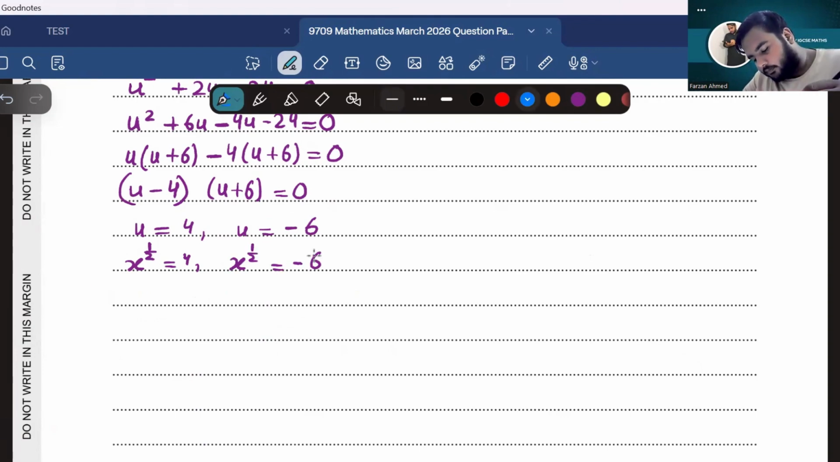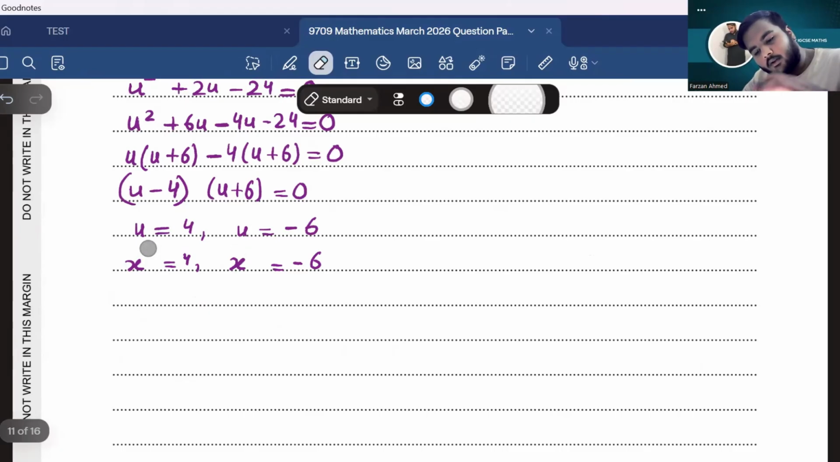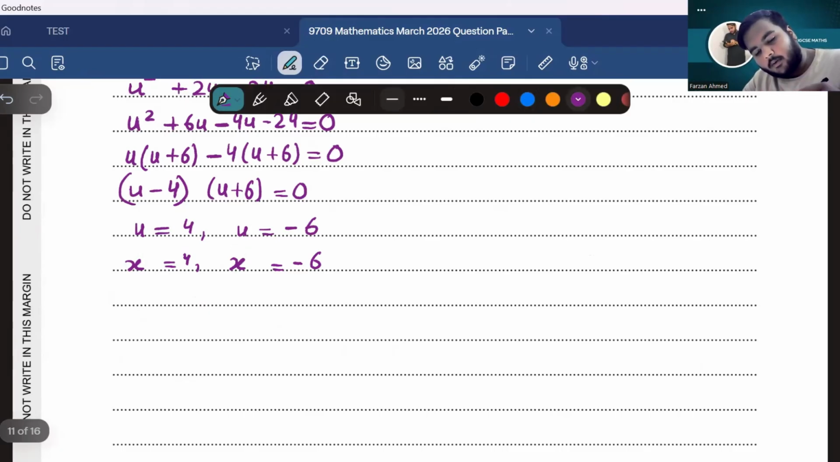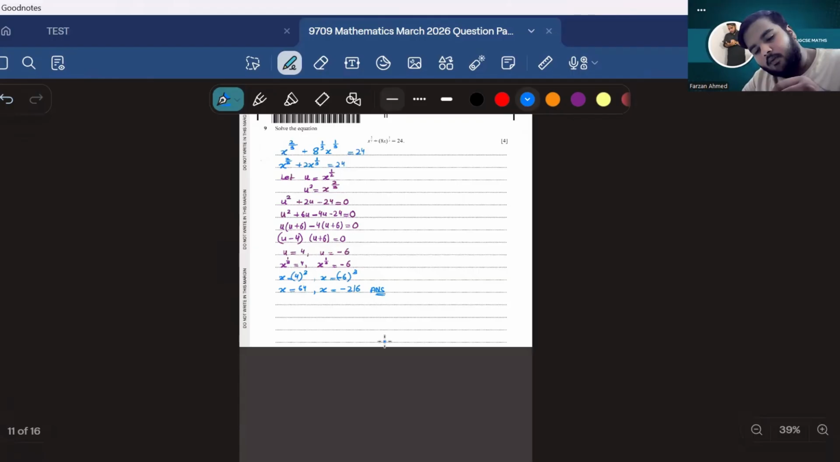So this will be x is equal to 4 cube and x is equal to minus 6 whole cube. So this will be x is equal to 64 and x is equal to minus 216. So this is our final answer. So that's how we have solved the equation.